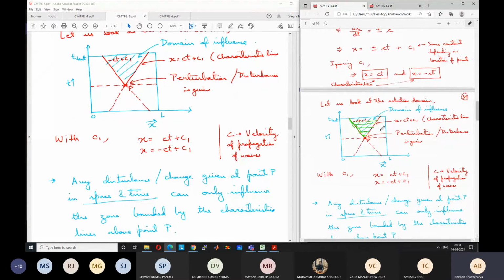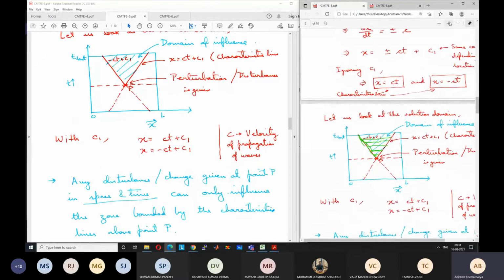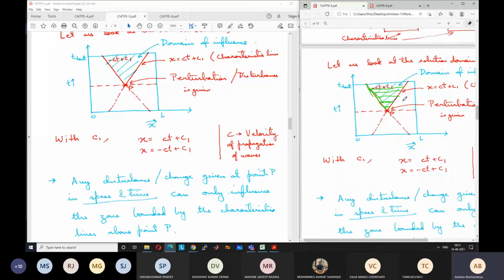So this point, can it be influenced by any pressure fluctuation at this point P? It cannot be influenced. Why cannot this be influenced? Because the pressure wave has not yet reached this point. So physically, where is this point? It is at a certain distance along x, at this distance away.